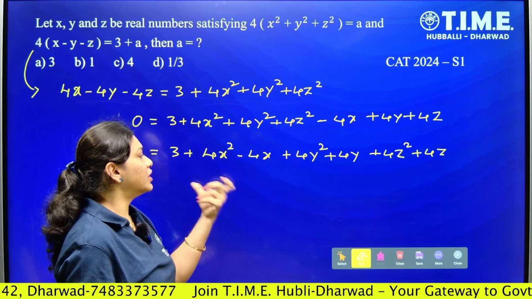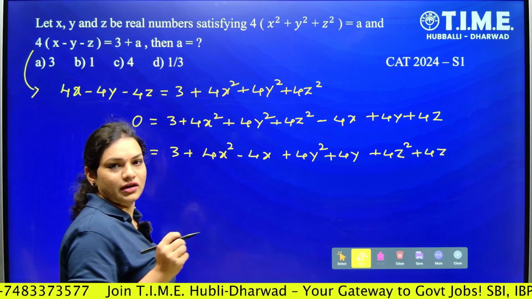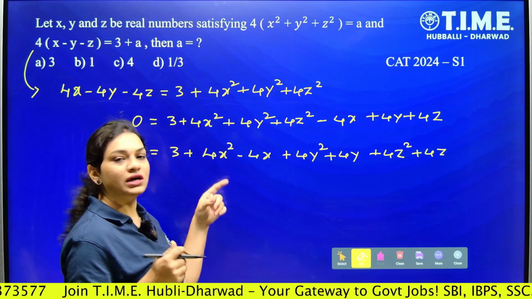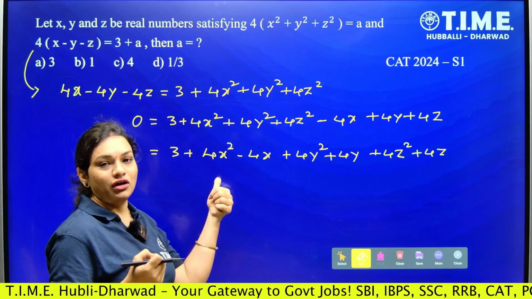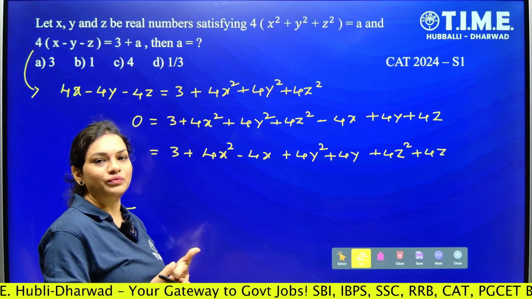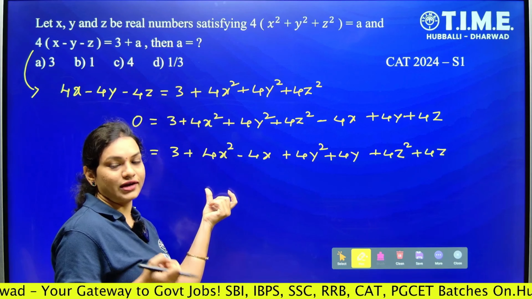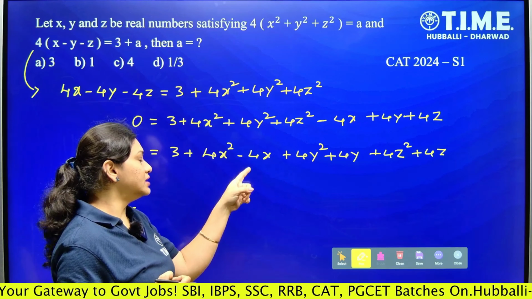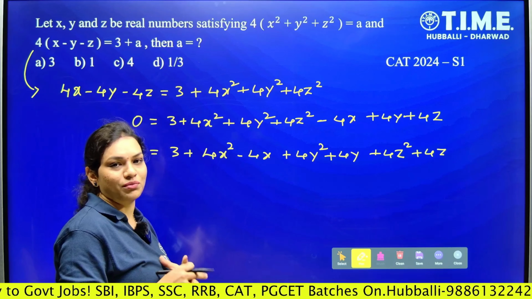Yes, but what is missing, just try to understand. Suppose I am taking it as a square, it would be 2x whole square, right? Because we have 4 here, which is the square of 2. So if I consider this 4x square as 2x whole square, that will become a square. Then the minus 2ab format is there. But what is missing here is the plus b square format, right?